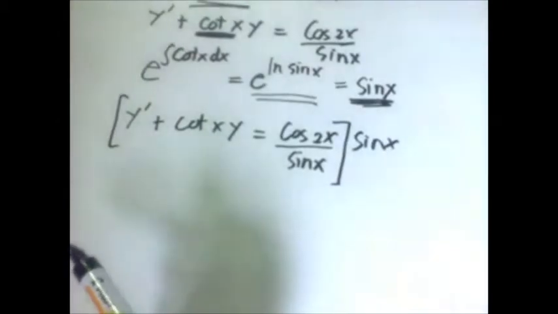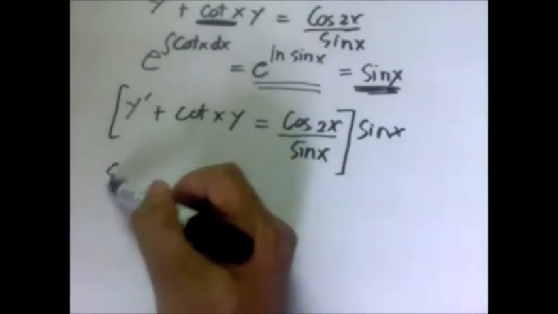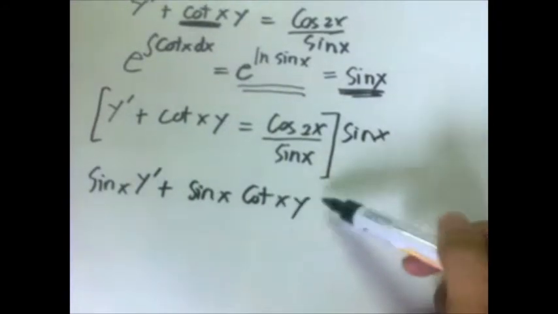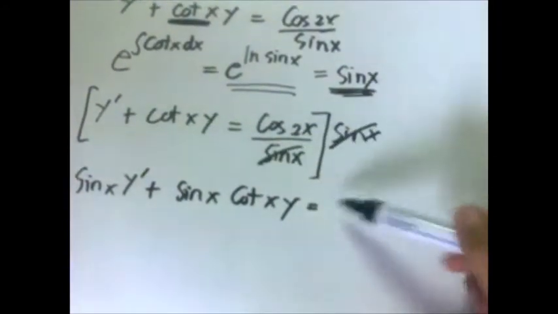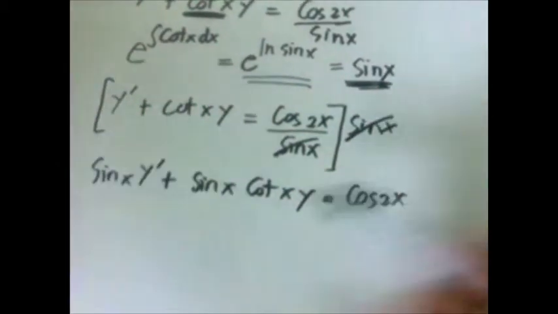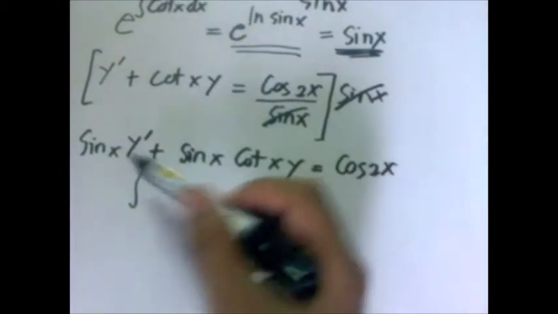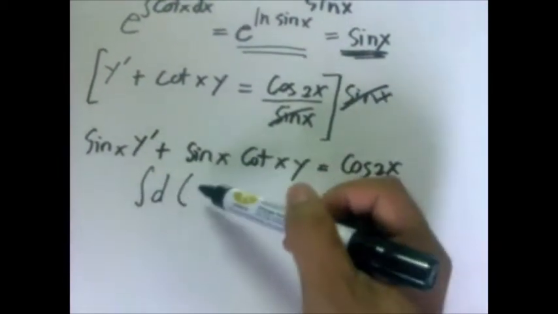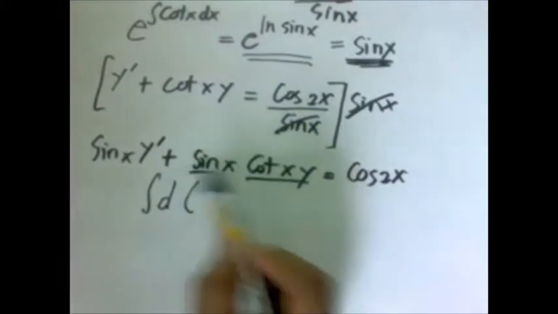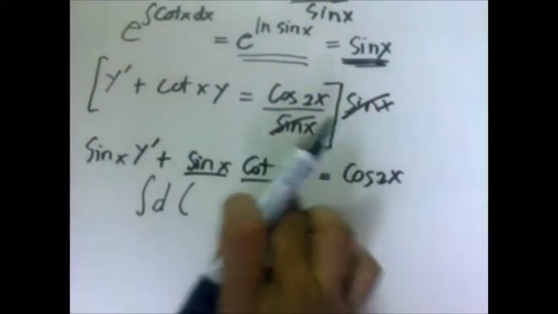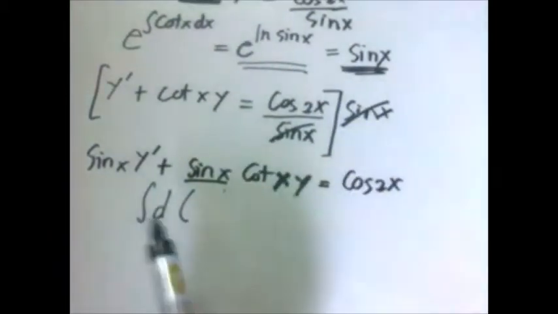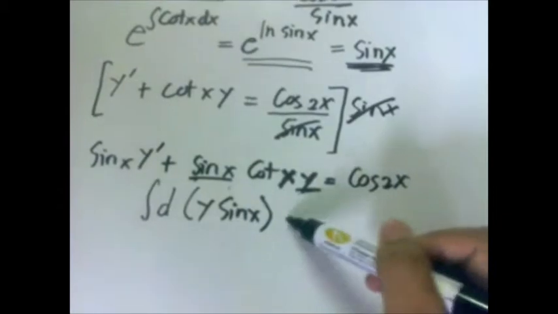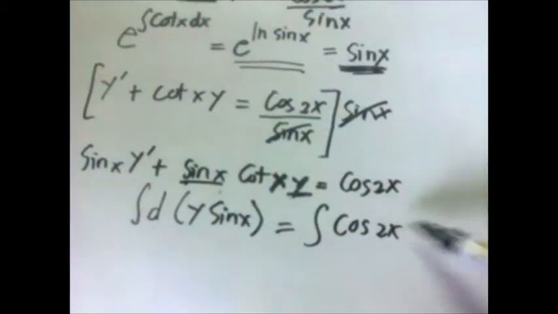So what will happen next to our solution? It becomes sine x y prime plus sine x cot x y is equal to, cancelling the sine x, cos 2x. Remember the rule of the linear differential equation technique: the left side becomes the derivative of the integrating factor times y. So it now becomes y sine x is equal to the integral of cos 2x dx.